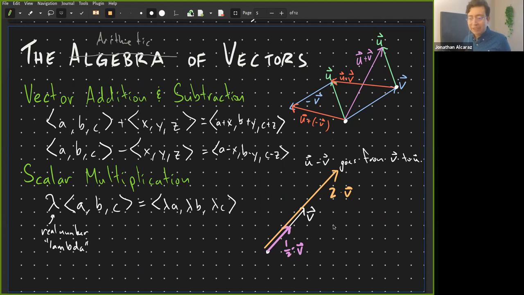So scalar multiplication is you just stretch or squish the vector. And then there's also negatives, right? So if I multiplied by -1, I would get something like this. So this is -1 times V. Cool. Any questions?